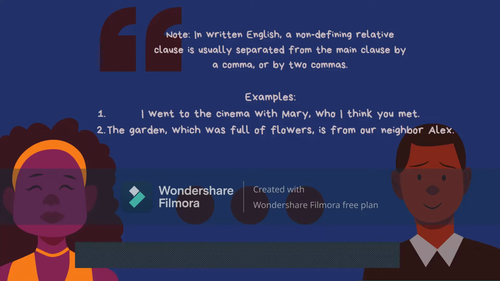For example, Lalo, can you read the second example, please? The garden, which was full of flowers, is from our neighbor, Alex. And do you know which was the relative clause? Yes, which was full of flowers, and it's separated between the two commas, as I explained before.